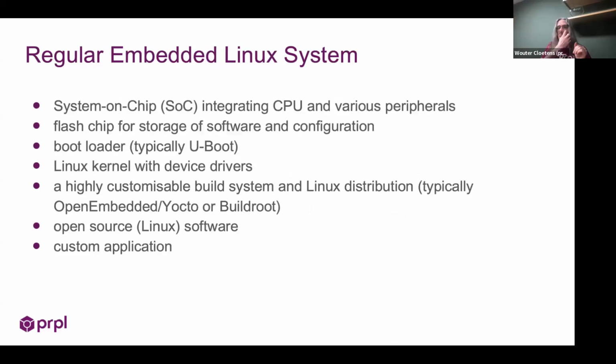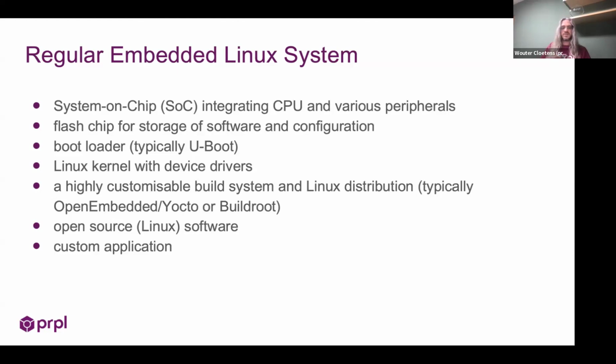On an embedded system, things are a bit more complicated. You have a dedicated system on chip that not only has a CPU, but integrates various peripherals. Software is generally on flash, not on a hard disk or anything like that. Bootloaders may vary. Typically, the most popular bootloader nowadays is U-Boot. You get a Linux kernel with device drivers, but some of that might be somewhat special for that particular system on chip, but generally it's specific to an embedded system application.